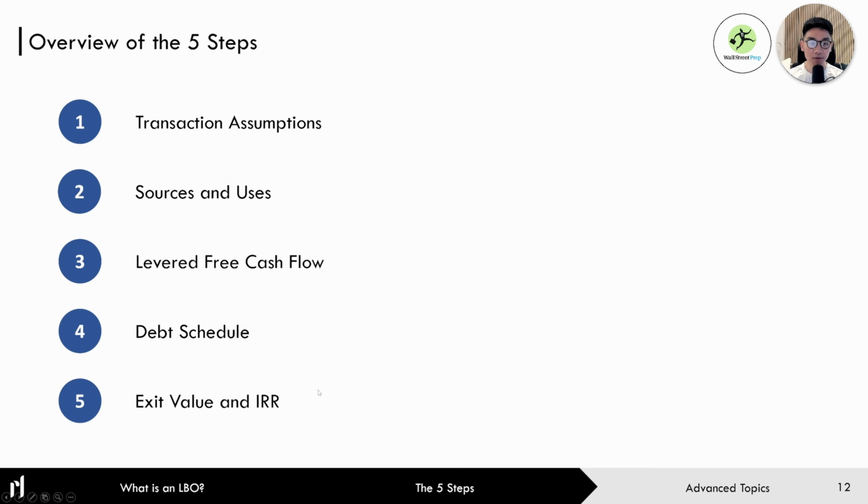And so here's an overview. First, you have to gather your transaction assumptions, then build out your sources and uses tables, calculate your levered free cash flow, then create your debt schedule, and then ultimately calculate your exit value and then your IRR.